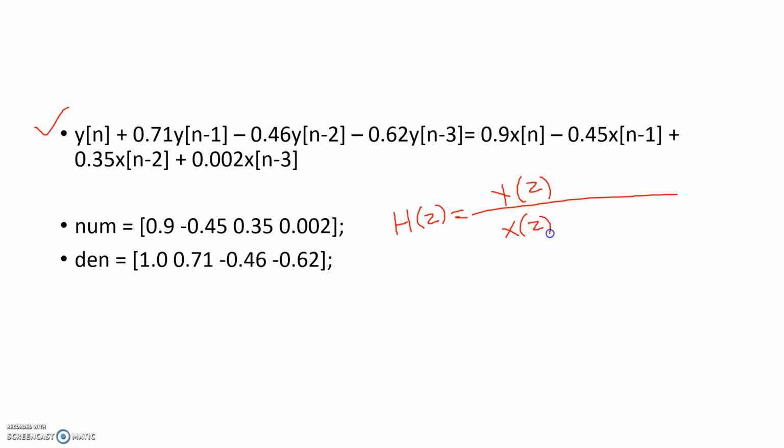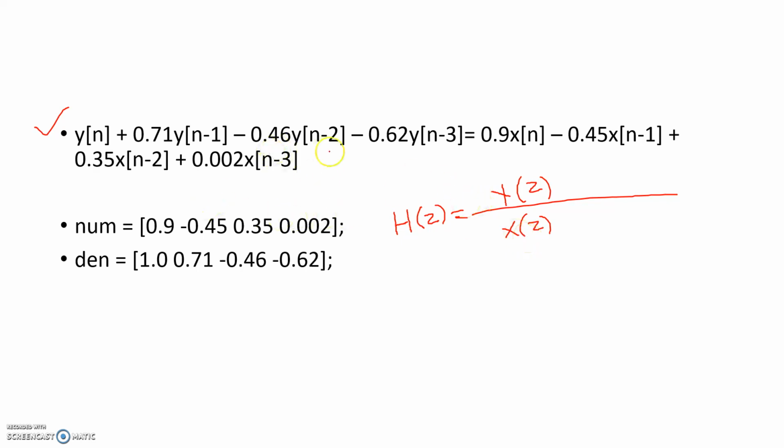Now first try to calculate the z transformation of this given expression. So it will be Y of z plus 0.71 Y of z into z to the power minus 1 minus 0.46 Y of z into z to the power minus 2 minus 0.62 Y of z into z to the power minus 3 equal to 0.9 X of z minus 0.45 X of z into z to the power minus 1 plus 0.35 X of z into z to the power minus 2 plus 0.002 into X of z into z to the power minus 3. Okay, now you just calculate Y of z by X of z.